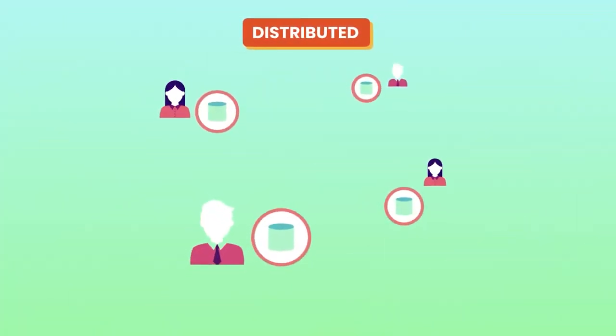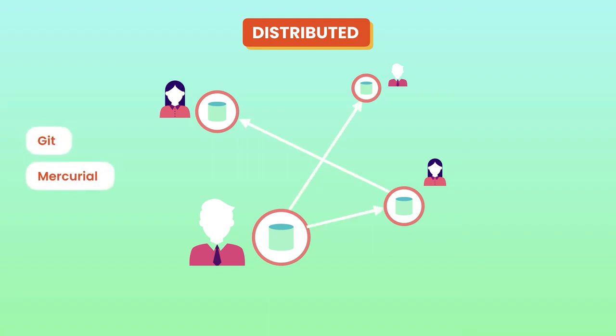In distributed systems, we don't have these problems. Every team member has a copy of the project with its history on their machine. So we can save snapshots of our project locally on our machine. If the central server is offline, we can synchronize our work directly with others. Git and Mercurial are examples of distributed version control systems.